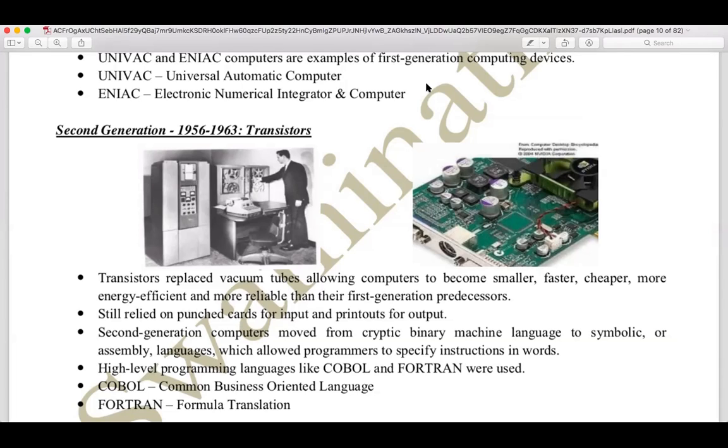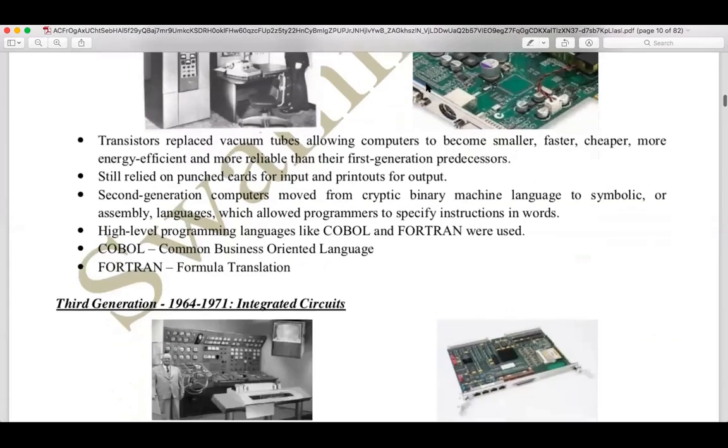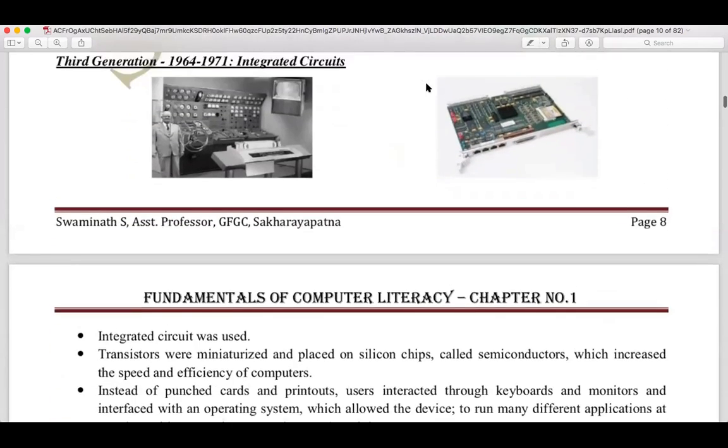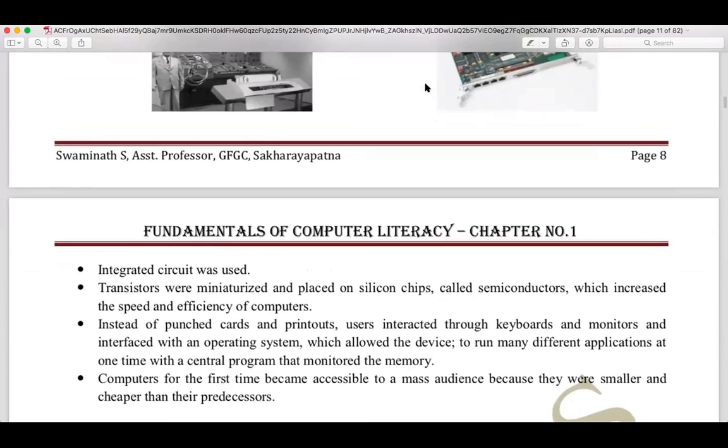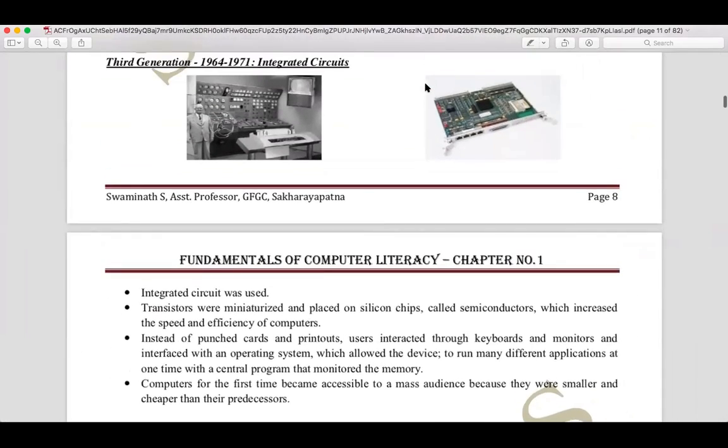Have a look, guys. Yes, clear, I think very simple. And with third generation computers, I share this PDF with you as well. No need to worry.